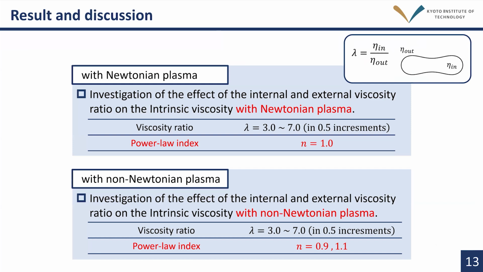Next, I will explain the results of our research and consider them. First, we investigated the effect of the internal and external viscosity ratio on the intrinsic viscosity with Newtonian plasma. Here, we fix the power law index to 1. Next, we investigated the effect of the internal and external viscosity ratio on the intrinsic viscosity with non-Newtonian plasma. Here, we fix the power law index to 0.9 and 1.1.